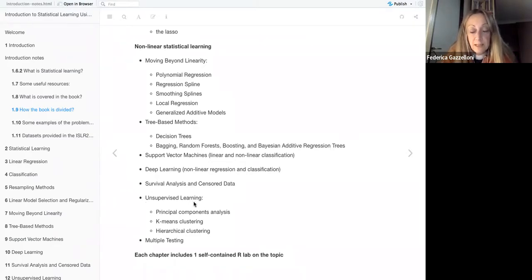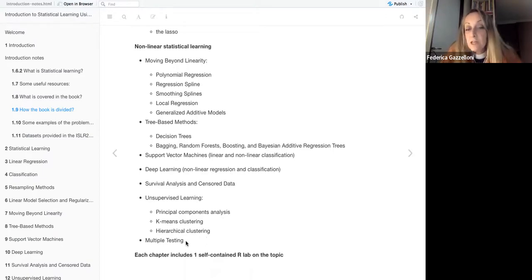unsupervised learning, which is the bit where you analyze a matrix of data and you are not considering the outcome of your data. So your final objective is not to predict something. You do not have an outcome to look at, but you have just a matrix of numbers. In this case, you do principal component analysis, k-means clustering, and hierarchical clustering.